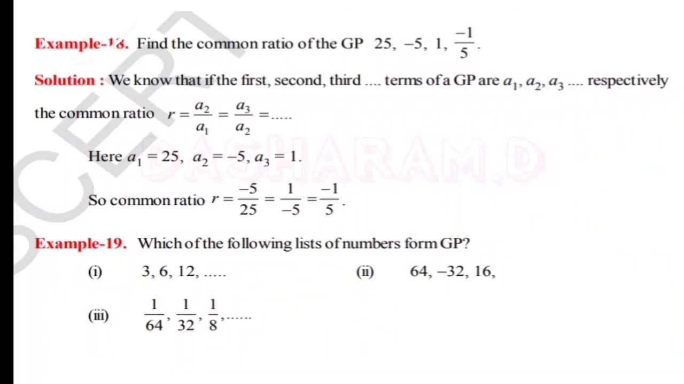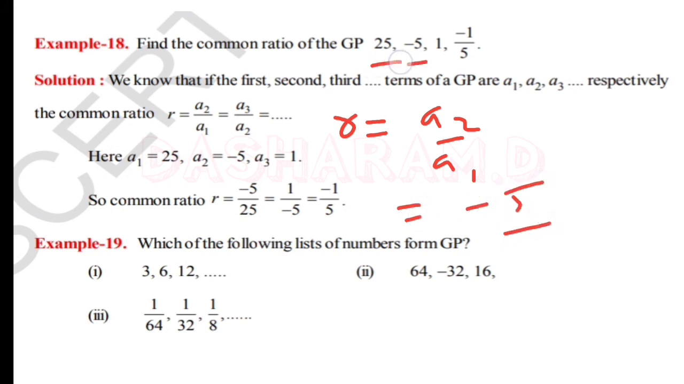Next example 18. Find the common ratio of the GP 25, minus 5, 1, minus 1 by 5. He is just asking what the common ratio is. The common ratio is denoted with R. So the formula is A2 divided by A1. A2 means second term, that is minus 5, and A1 means first term, that is 25. 5 ones are 5, 5 fives are 25, so it equals minus 1 by 5.